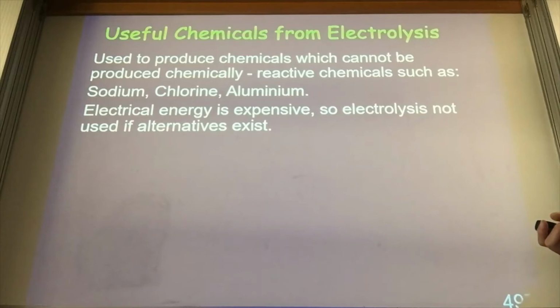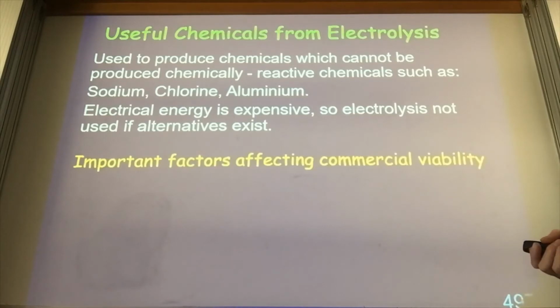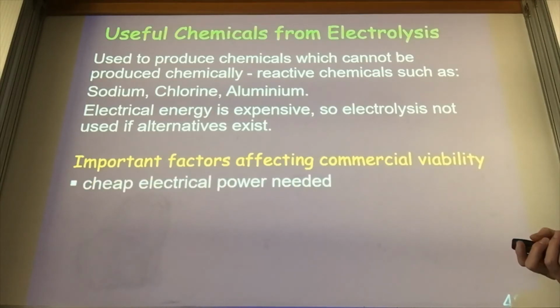Now, electrolysis is only used where we can't produce metals chemically, because electrical energy is expensive, so it's basically the last resort. And these are expensive energy dependent applications, so if it's to be viable, we need cheap electrical power. So the big electrolysis industries go to countries in the world where there is cheap electrical power.